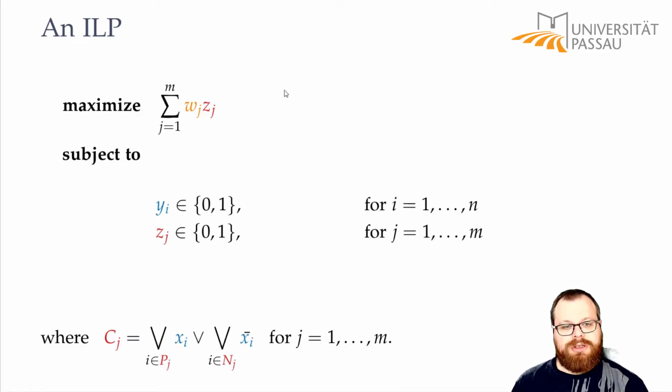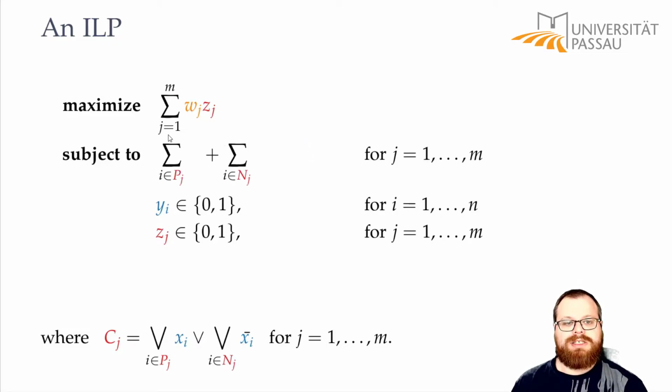We have to make sure that z_j is 1 exactly if a clause is satisfied. And to do that, we take a constraint for every clause. And we look at the variables that are in the clause as a positive literal and those that are in it as a negative literal, right? Like we write down here. We have all the positive literals in P_j and the negative ones in N_j.